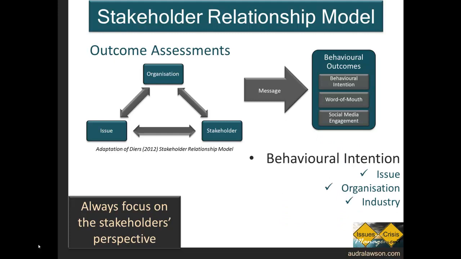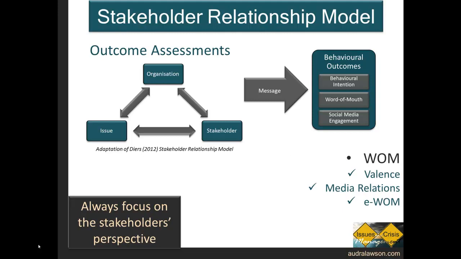Finally, we come to some of the outcomes. Now, there are a lot of potential outcomes. However, the literature talks about three broad types of outcomes in the issues and crisis management communication process. First, what is the stakeholder going to do to the organization and the situation? So we identify stakeholder behavioral intention.